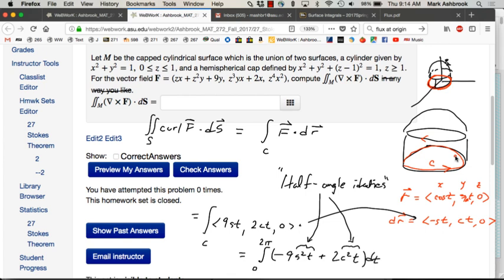Other questions? Okay, like I said, we're going to come back to this one. I think we're going to try to do it a third way, even do it a third way today.